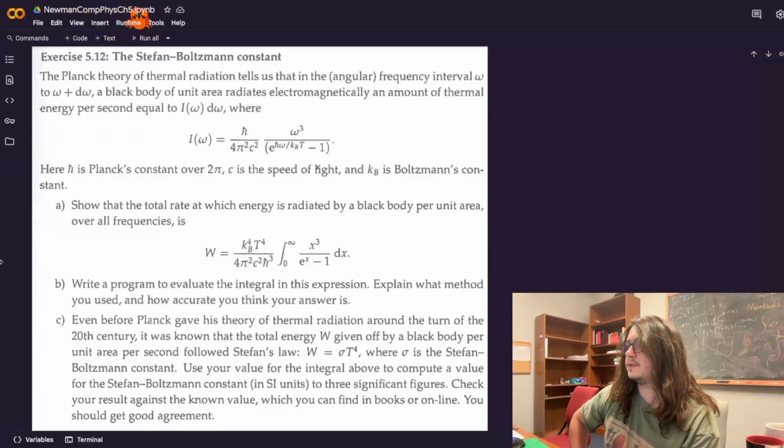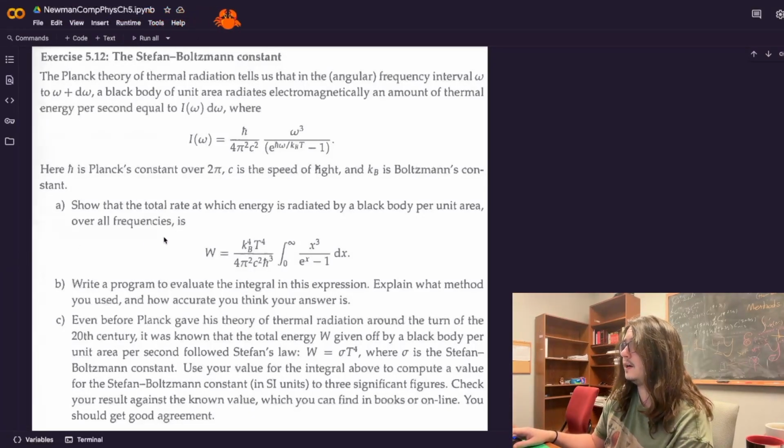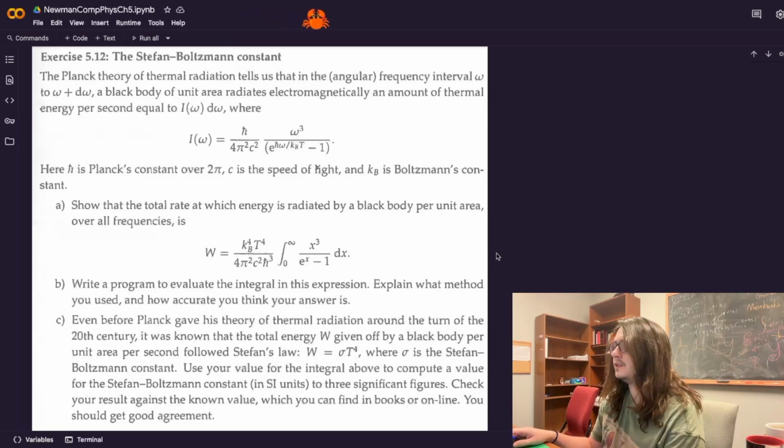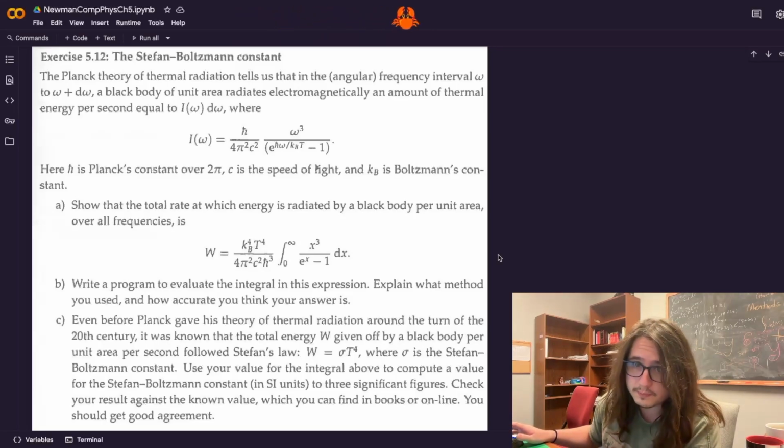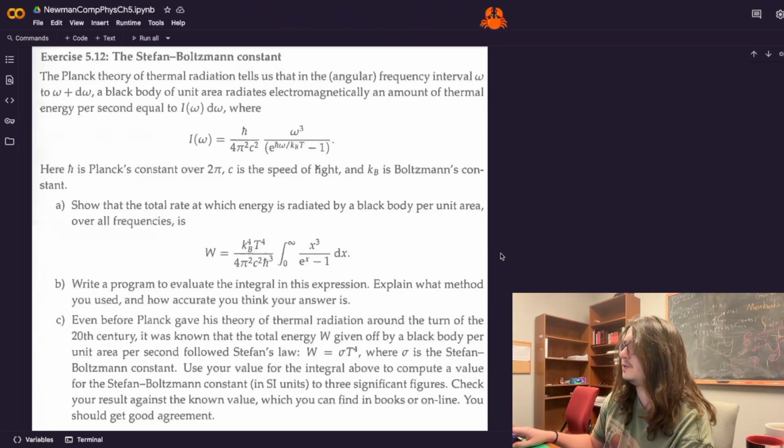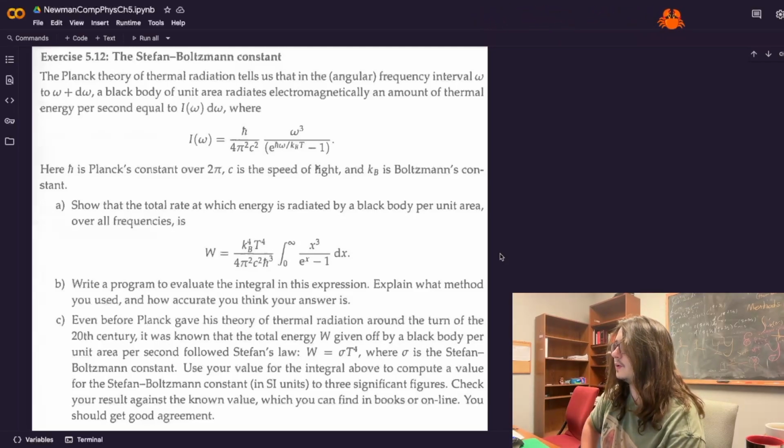All right, silly people, here's the situation. We're going to be computationally calculating a value of the Stefan-Boltzmann constant using the methods that we have figured out so far.